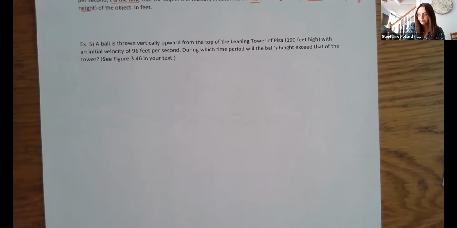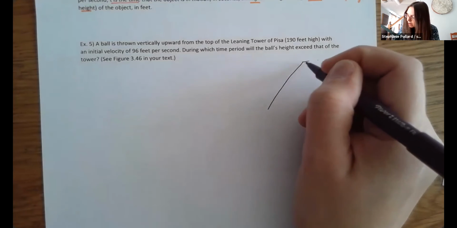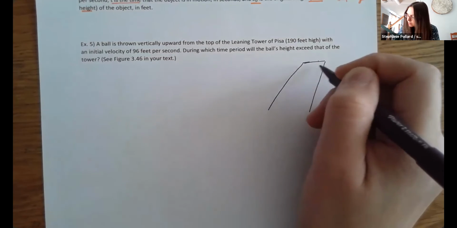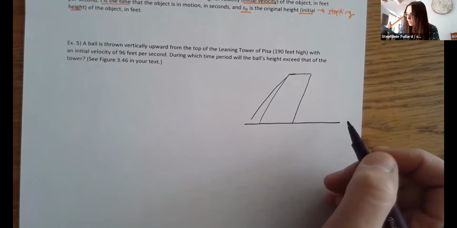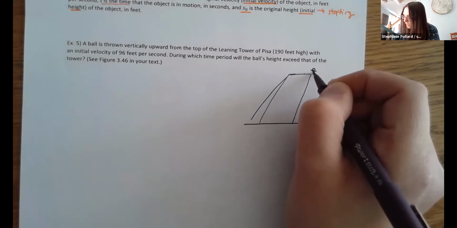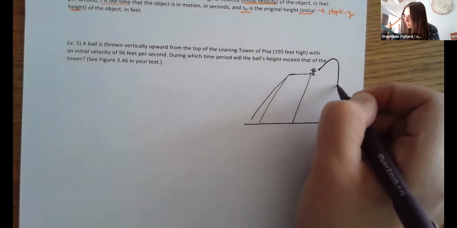There we go. All right, so here's my Leaning Tower. Again, not the best graph picture, but you guys can get it. Okay, so there's my Leaning Tower. And let's say that someone is up here, right? And they're taking that ball and they're throwing that ball. So it's going to go up and it's going to come back down.